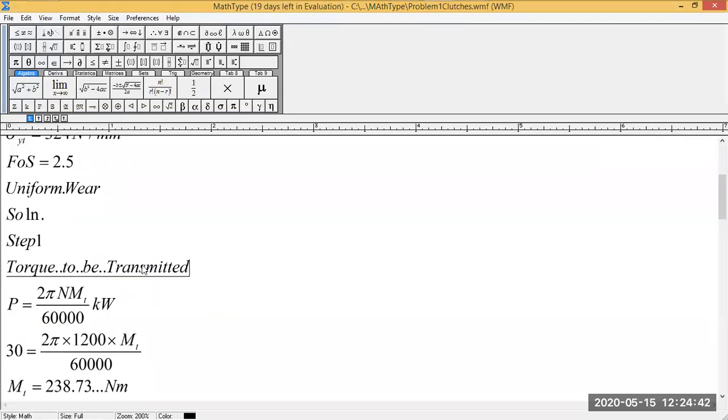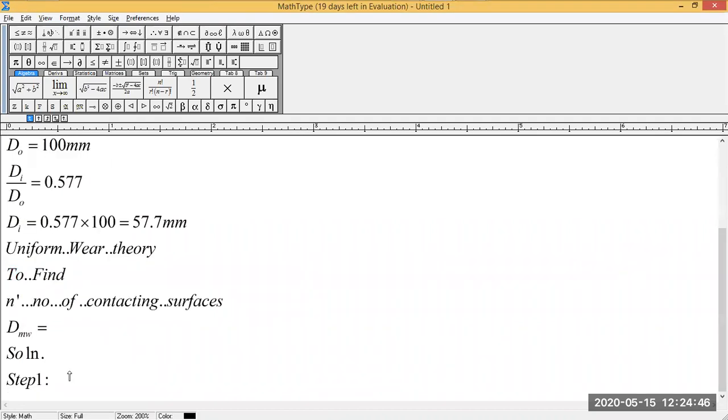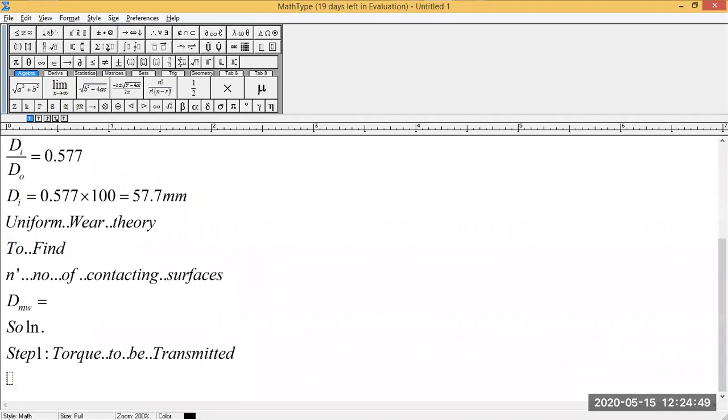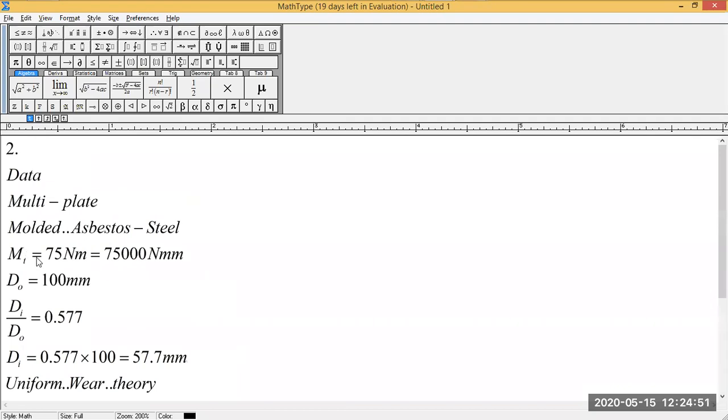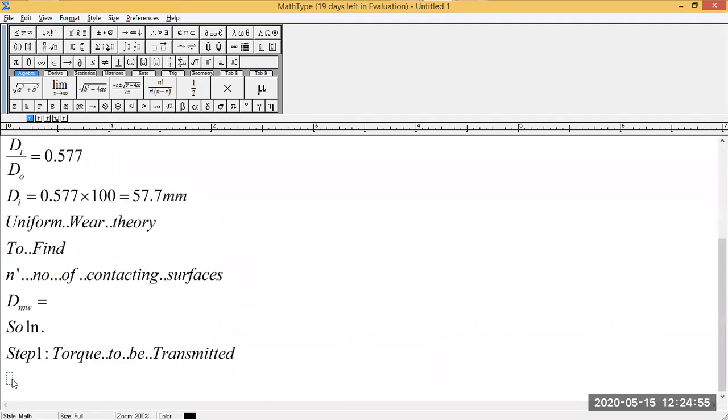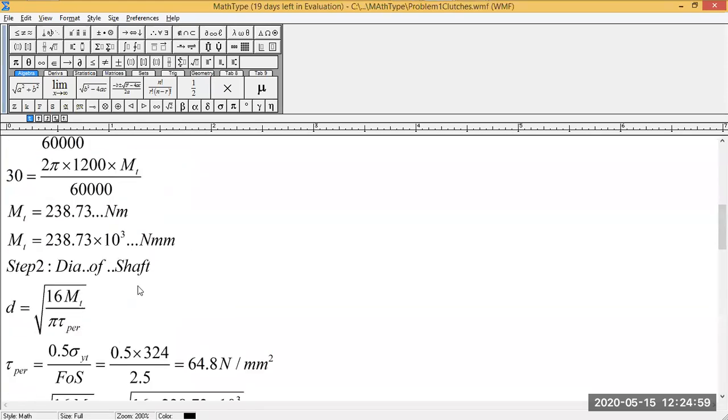So step one is torque to be transmitted. This is not required to be found because it is already given. So torque transmitted is already given, so we just copy paste this. So step one is nothing here. We'll move to step two. This is the shaft diameter. Let's copy this.